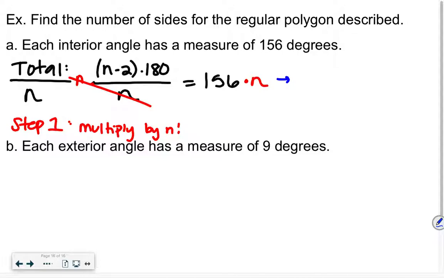So now what I have is n minus 2 times 180 equals 156n. It didn't disappear, it just got multiplied to the other side. But don't let it just drop out of the picture, because that's going to change the value of the whole thing. Okay, now, on Friday's notes, we were able to divide by 180 on both sides. That's not going to be the case here, because now you don't have just a single whole number on the right side, you have this n involved. So we're going to go ahead and distribute that 180 across the n minus 2.